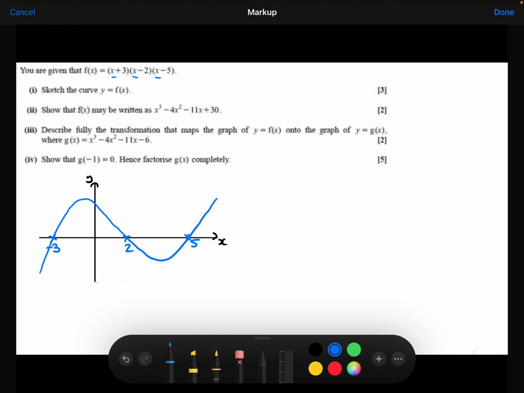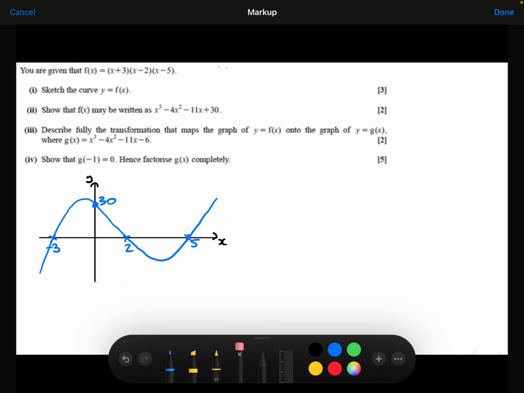The other point that I want to mark on here is the y-intercept. What's this coordinate here? I can find that by making x 0. So if I substituted 0 in here, here, and here, I'll get 3 times minus 2 times minus 5, which is 30. So there we go. I have sketched f(x).